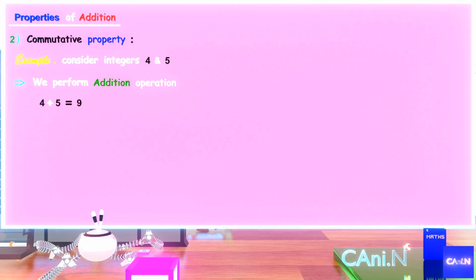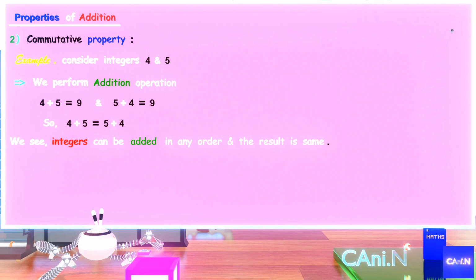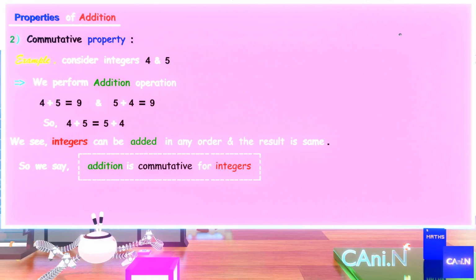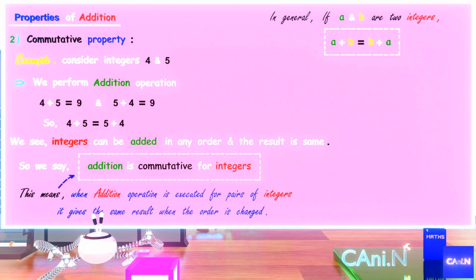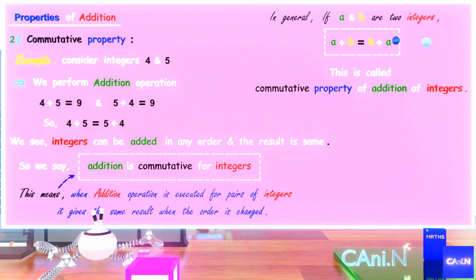Commutative property. Example. Consider integers 4 and 5. We perform addition operation. Here, 4 plus 5 equals 9. Also, 5 plus 4 equals 9. So, 4 plus 5 equals 5 plus 4. We can see the integers can be added in any order and the result is same. So we say, addition is commutative for integers. This means, when addition operation is executed for pairs of integers, it gives the same result when the order is changed. In general, if a and b are two integers, a plus b equals b plus a. This is called commutative property of addition of integers.